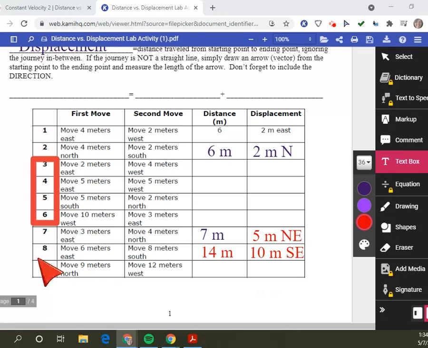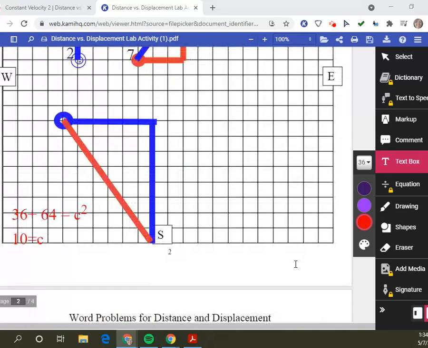All right, so the answer to number 8 is 14 meters for your distance, and 10 meters southeast for your displacement. Notice the displacement always has a direction on it. So let's check out what I did. What did you need to do to get that accomplished? You went 1, 2, 3, 4, 5, 6 meters to the east and 8 meters south. So 6 and 8 is 14.